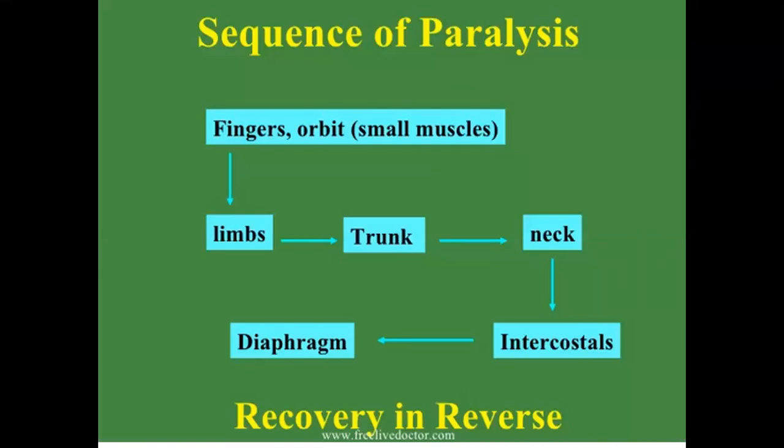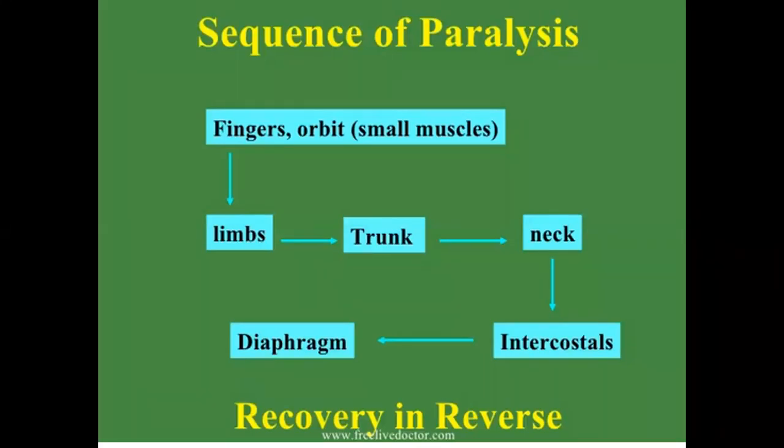If we talk about the sequence of paralysis caused by these neuromuscular blocking agents, first of all, the small muscles of the eye and the fingers are going to be paralyzed. So they mostly affect the limbs first. Then it will affect the trunk, then the muscles of the neck, and finally the intercostals and the diaphragm. The diaphragm is the last muscle to be paralyzed by these agents.